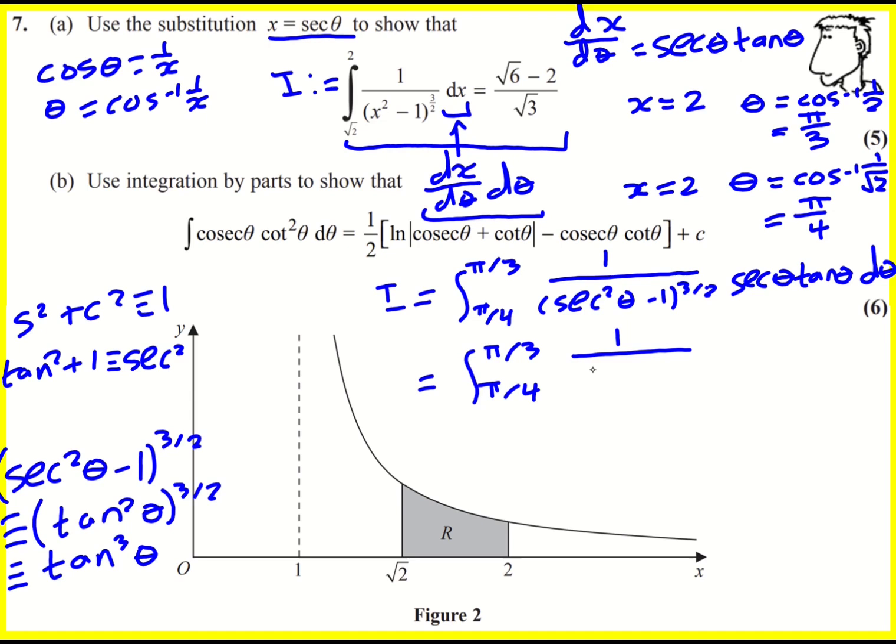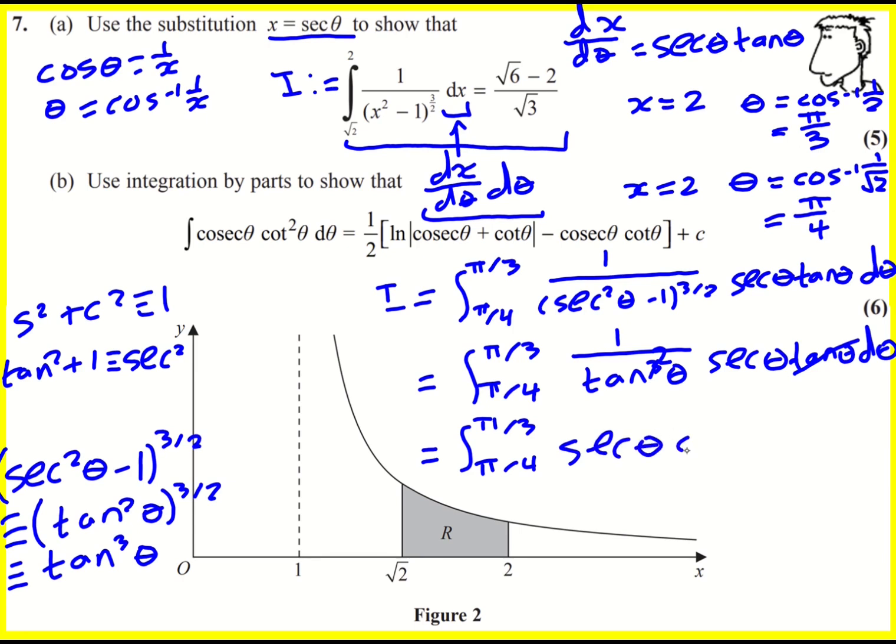So this becomes 1 over tan cubed theta, sec theta tan theta d theta. So that tan theta is going to cancel with one of these, leaving me a 2. And then I can write it as sec theta cot squared theta d theta.